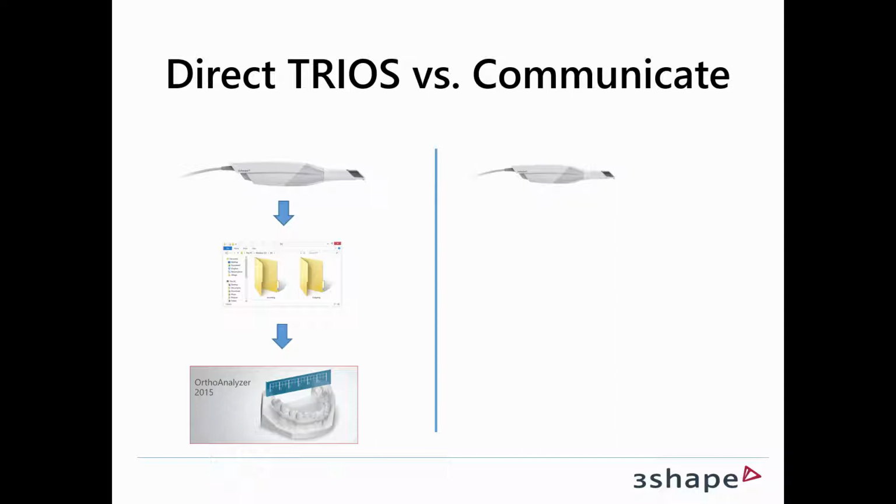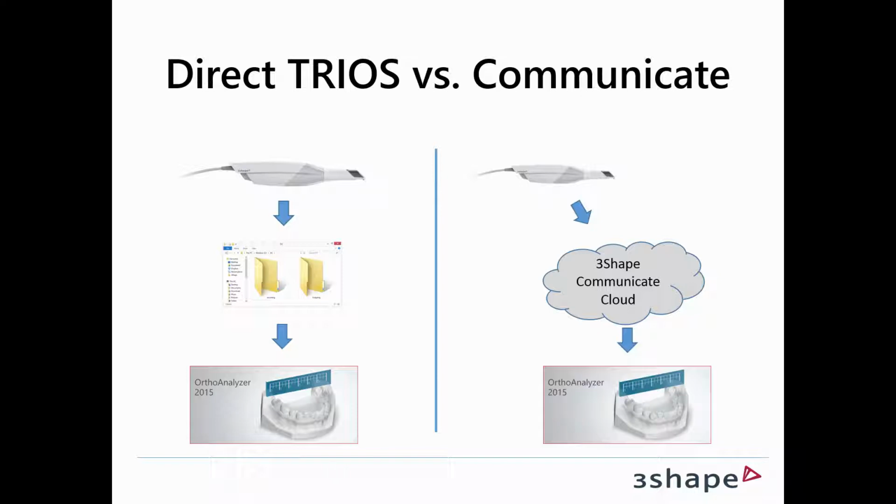In a Communicate environment, the TRIOS scan is sent to the 3Shape Communicate cloud, and from there the 3Shape ortho system picks up those scans. There are quite a few advantages to doing it in the cloud, and one of them is that once you have connected the ortho system to the cloud, you can also receive scans and cases from other 3Shape users that you're connected with. But still, let's have a look at how it's configured in the patient browser.